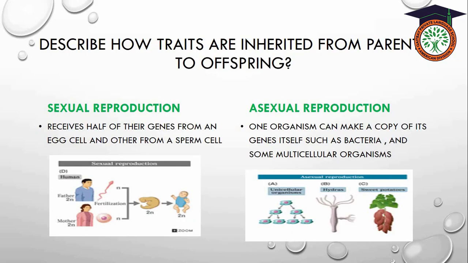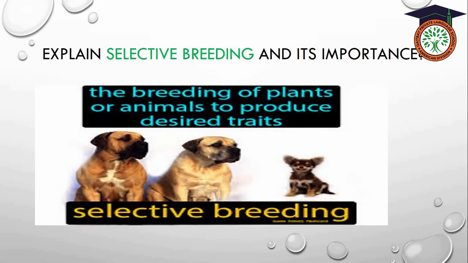Next question, describe how traits are inherited from the parents to the offspring. We said before that traits are inherited in two ways, sexual reproduction and asexual reproduction. Sexual reproduction is when the offspring receives half the genes from an egg cell and the other half from the sperm cell. Humans, animals and plants reproduce sexually. While in asexual reproduction, one organism can make a copy of its genes, such as bacteria and some multicellular organisms.